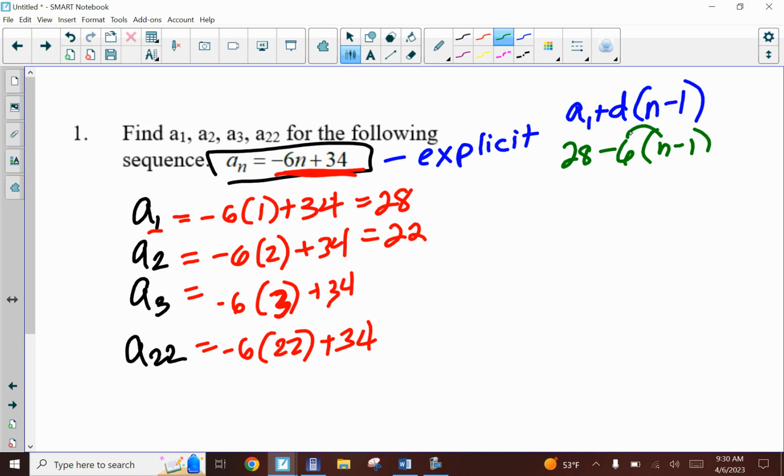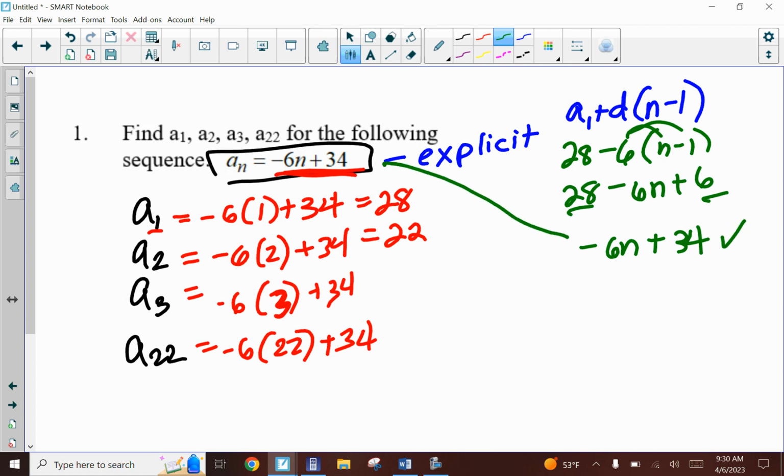So if we distribute this, this is minus 6n plus 6 with the 28. And then this 28 right here combines, and that's negative 6n plus 34. And that is exactly where they got this formula from. So it's just a simplified version of the nth term formula. Now, like I said before, I'm going to let you guys go ahead and figure out the rest of these because it's all calculator work and it's in the answer key.